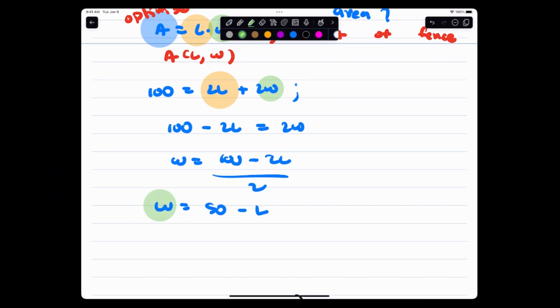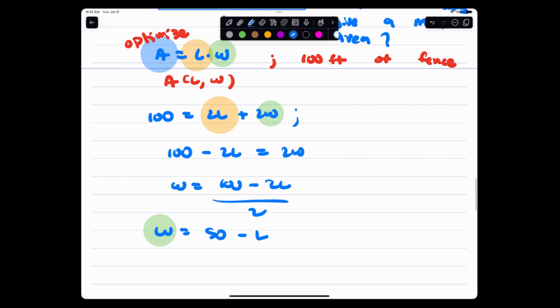So here's my point again. To find that area formula to show that it's going to be a square, L and W is 50 minus L. So you solve for W here. So now your area formula is 50L minus what? L squared. Okay?